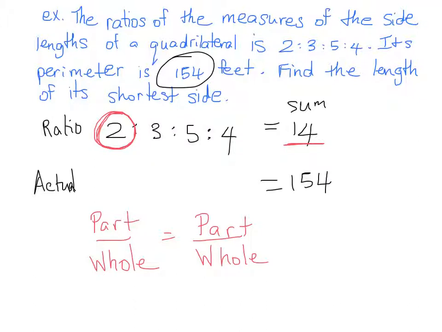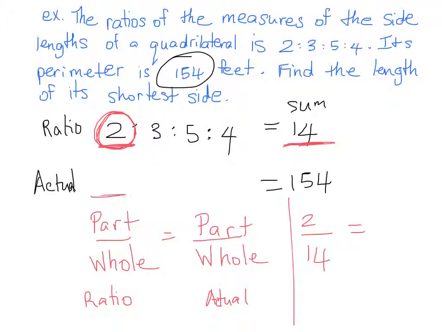The ratio part over whole is just a reduced version of the actual part over whole. Which means that our part, which is 2, over our whole, which is 14, and that's the ratio part over whole, is going to be equivalent to our actual part, which we don't know, so let's call it x, over our actual whole, which we do know is the perimeter, 154. So now we can cross multiply to figure out what x is.